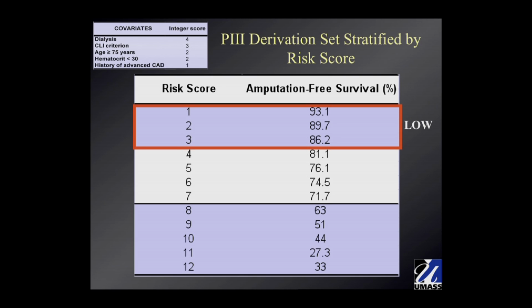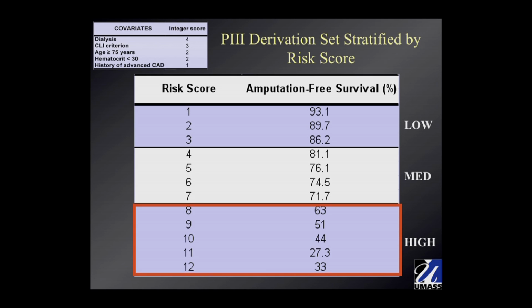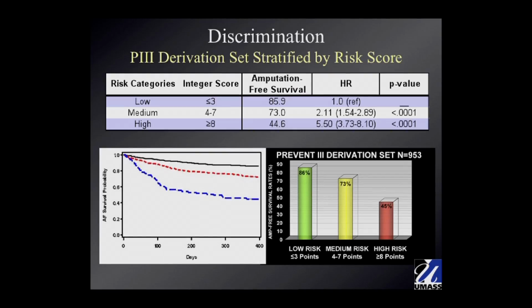a low-risk group, somewhere in the 80% range, a medium-risk group, and then a very high-risk group, as Dr. Conti alluded to earlier in his presentation. And we found that these groups actually discriminated quite well. So showing that graphically, you can see with the Kaplan-Meier curves in the histogram that we had a low-risk group if they had less than 3 points with an 86% amputation-free survival at 1 year, a medium-risk group about 73%, and then a high-risk group that had a less than 50% chance of amputation-free survival at 1 year.